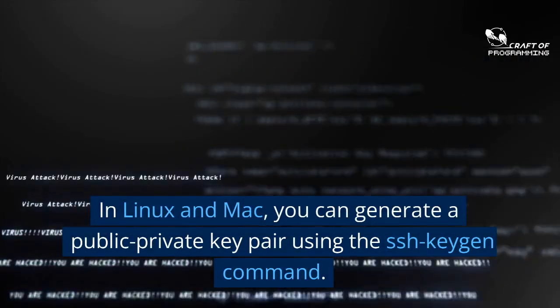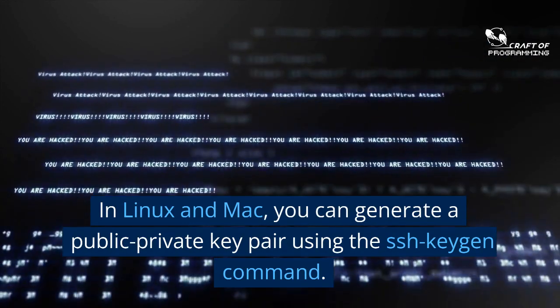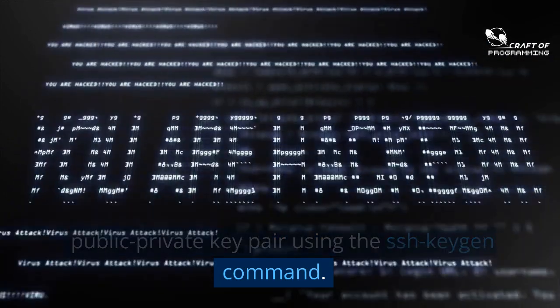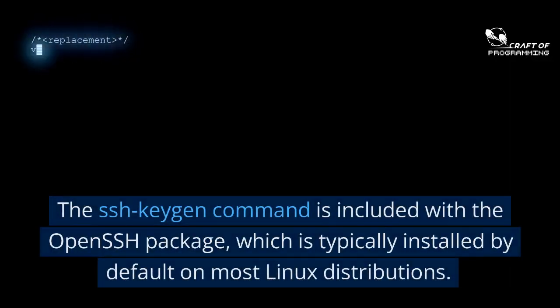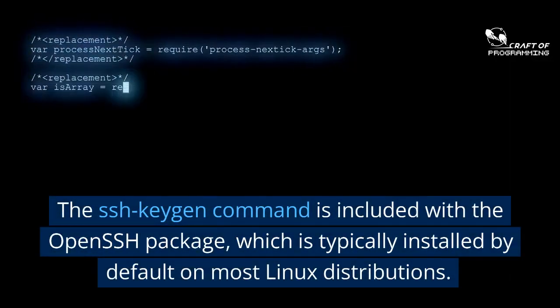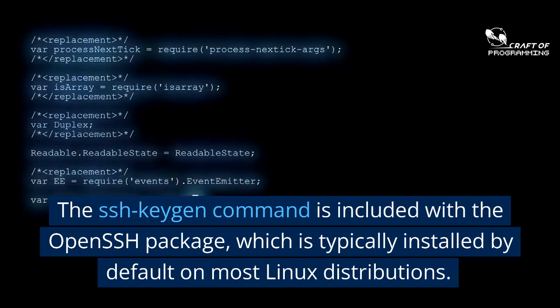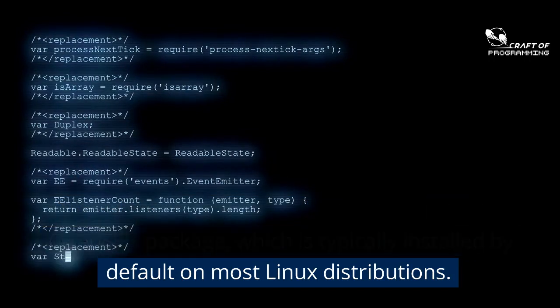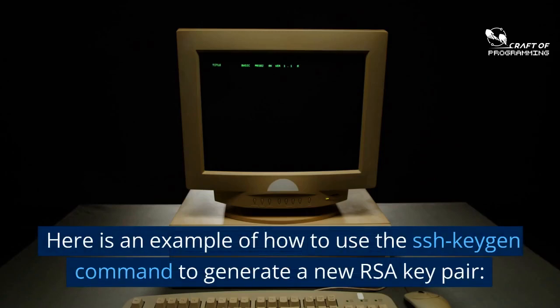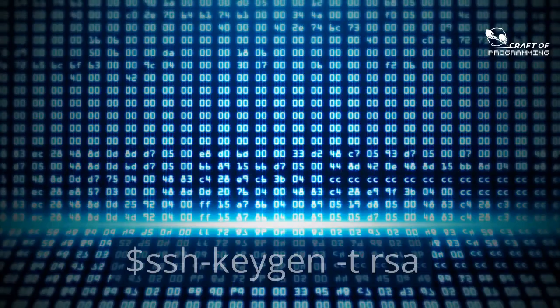In Linux and Mac, you can generate a public-private key pair using the ssh-keygen command. The ssh-keygen command is included with the OpenSSH package, which is typically installed by default on most Linux distributions. Here is an example of how to use the ssh-keygen command to generate a new RSA key pair.